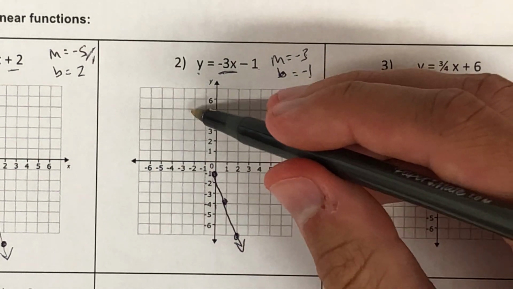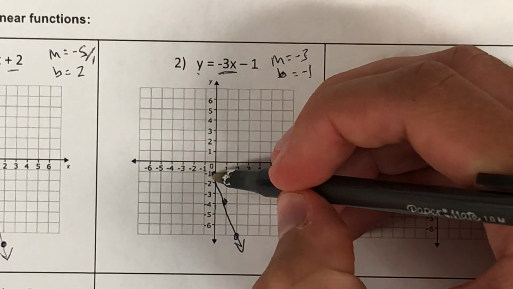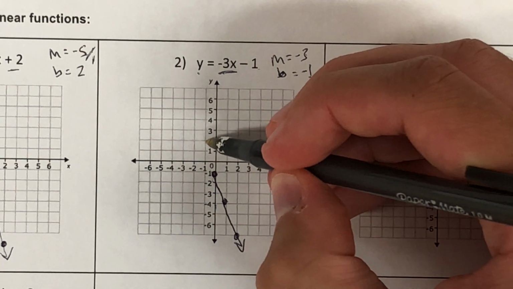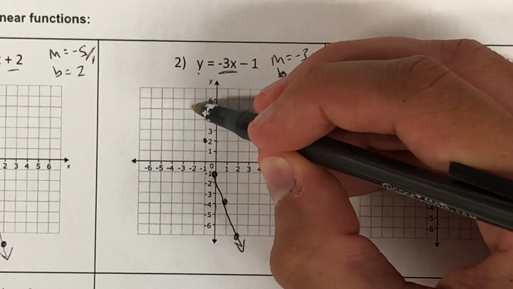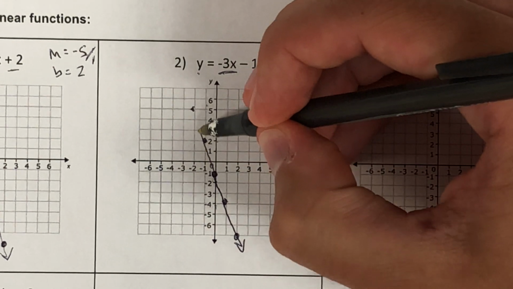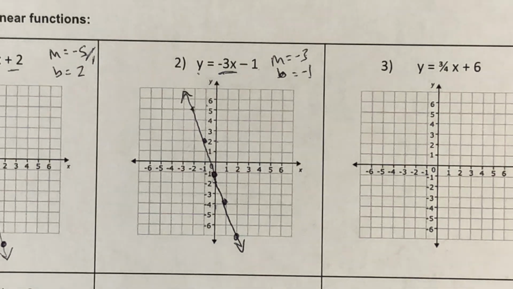And the trend would continue in the opposite direction to keep it a straight line. So we would go up 3 over 1, up 3 over 1. And there you have it.